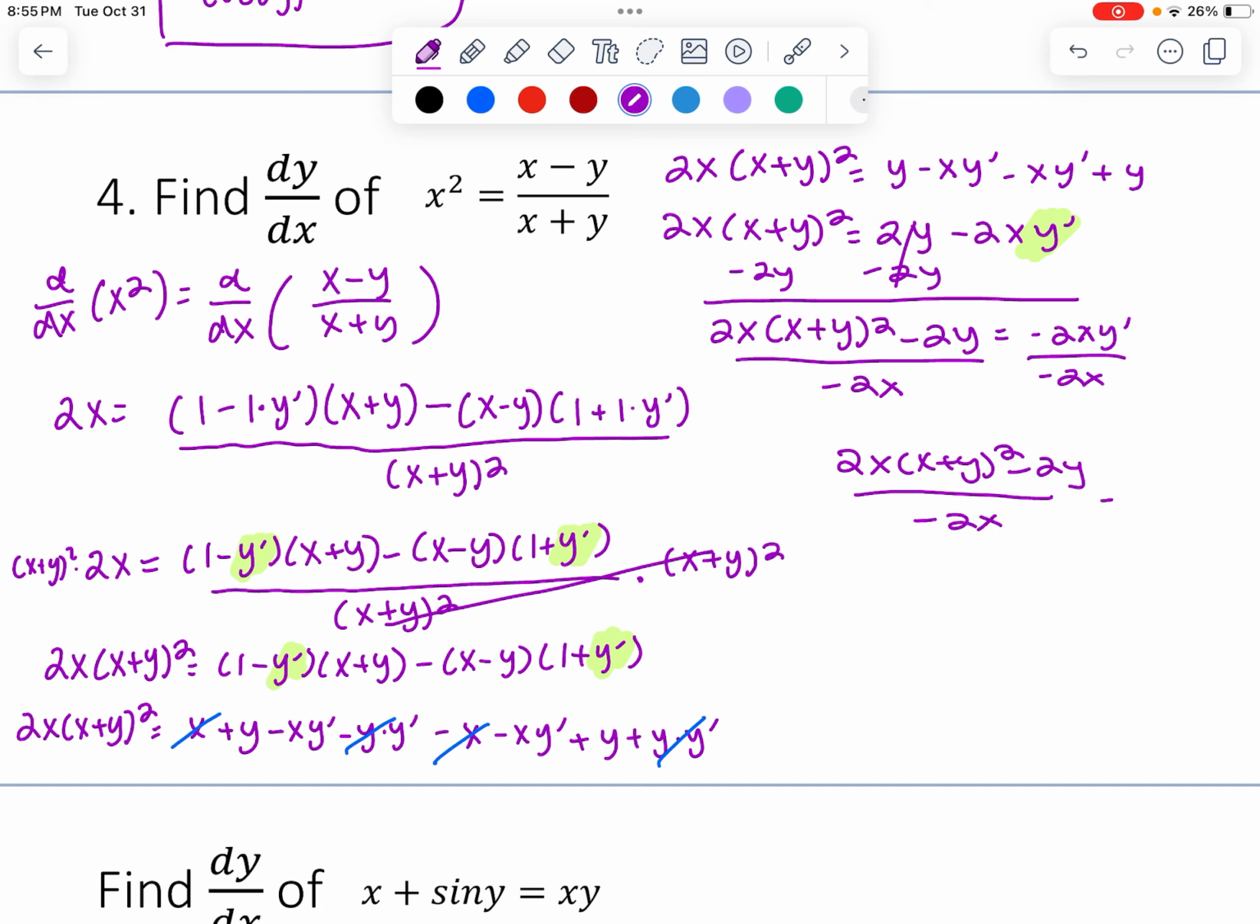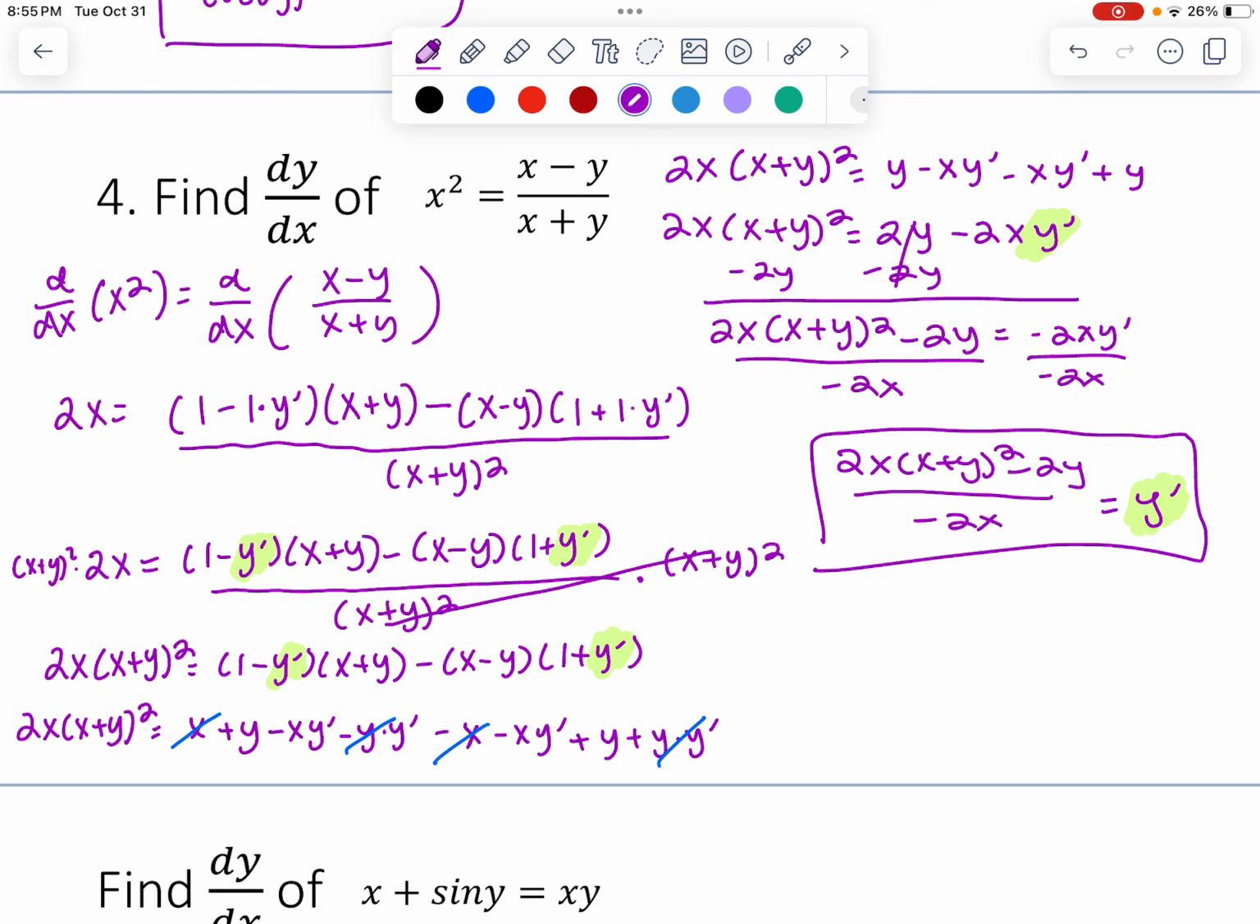You should show all your friends that you did this problem because it is so algebraically tricky and there is no room for errors. But this is your answer because you have y prime by itself. So you found the derivative of x squared equals (x minus y) divided by (x plus y). And that is the answer, and it is so painful, but you should be proud of yourself.